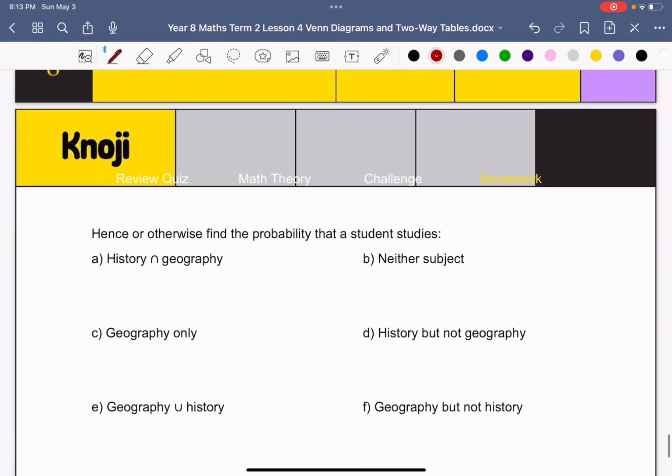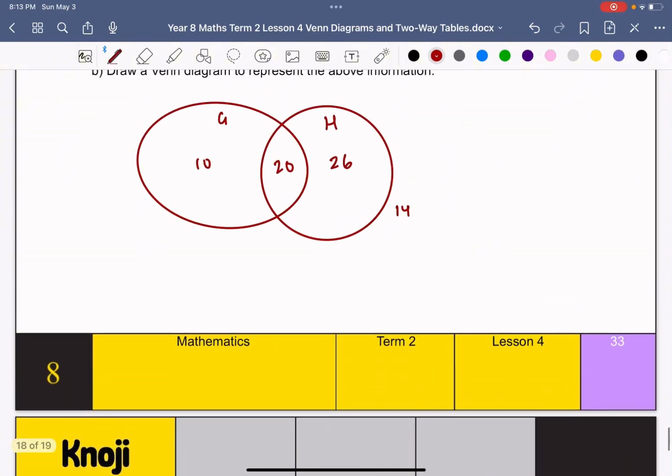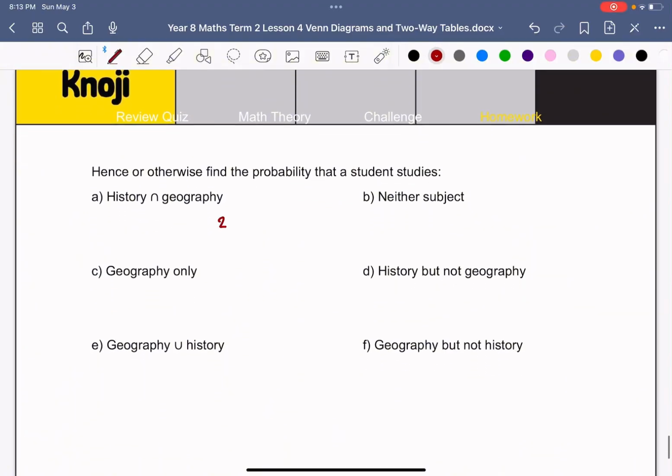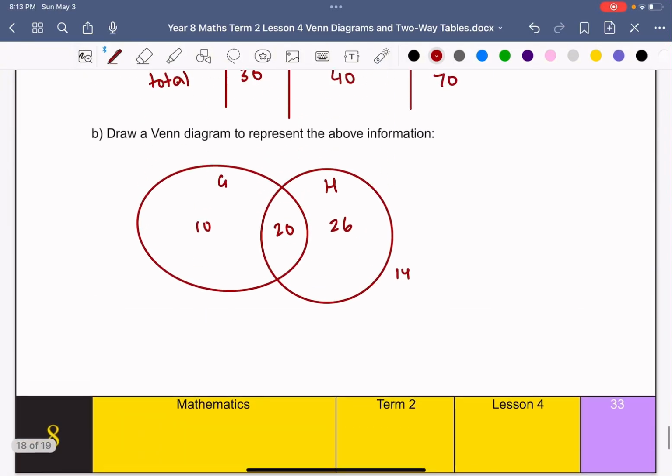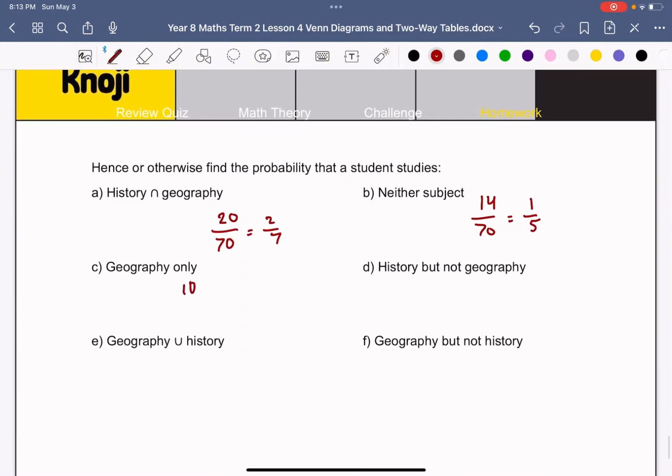Now, hence or otherwise, find the probability that a student studies history and geography. History and geography was this overlap over here, which was 20 over 70 students, which is equal to 2 over 7. Now, neither subject was 14 out of 70, which is 1 over 5. Geography only, we can see here, was 10 students. So 10 out of 70 gives me 1 over 7. History, but not geography, was 26 out of my 70 students, which gave me 13 over 35.